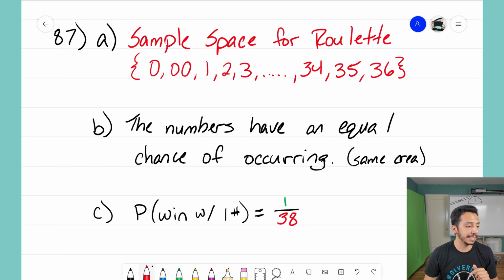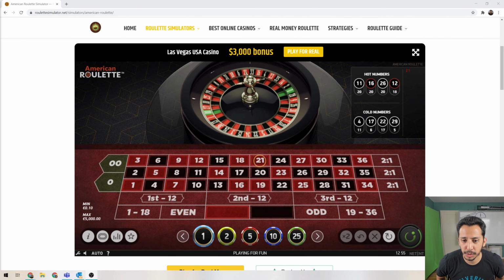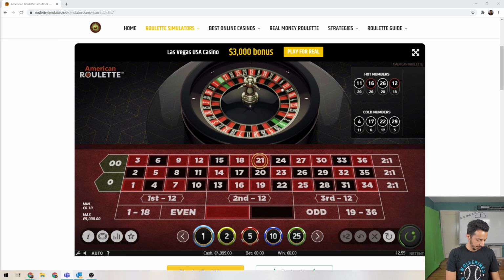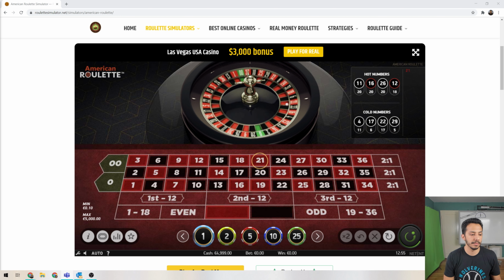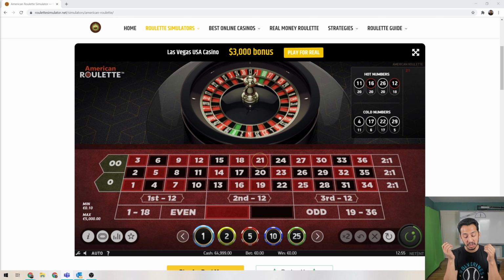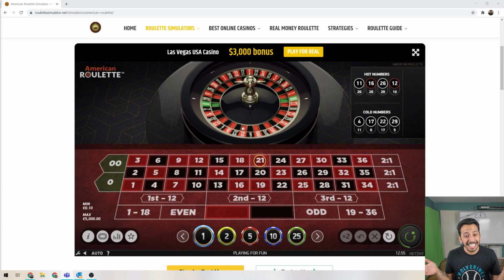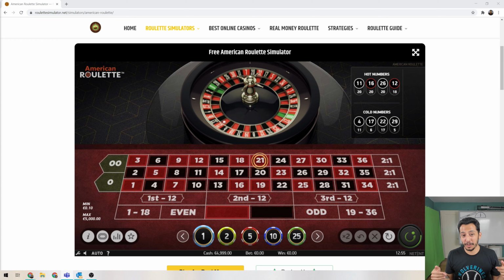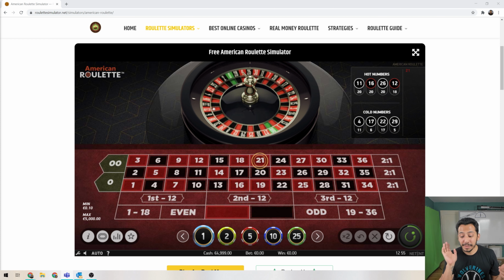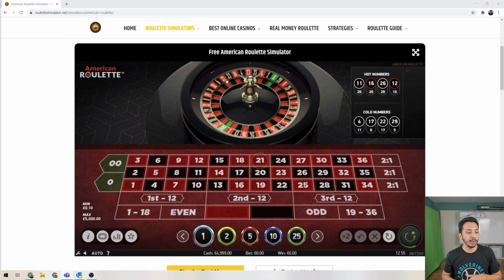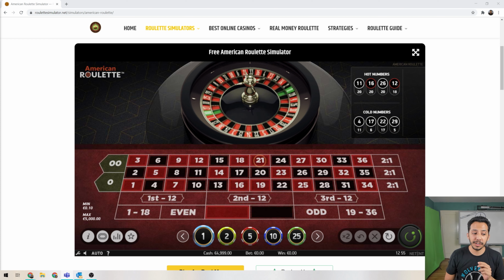Do you guys think this is a game that you guys are going to win often? What do we think? Do you think that's a game we're going to win often? Yeah, Andrew says no. I don't think so. Emma says no. A 1 out of 38 chance, that doesn't seem like something we're going to win very often. But you know what? I'm going to give you all the chance right now to play this game and to see if you can win with a 1 in 38 chance.